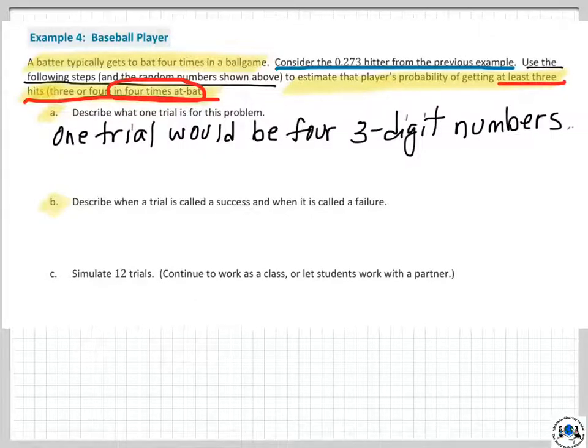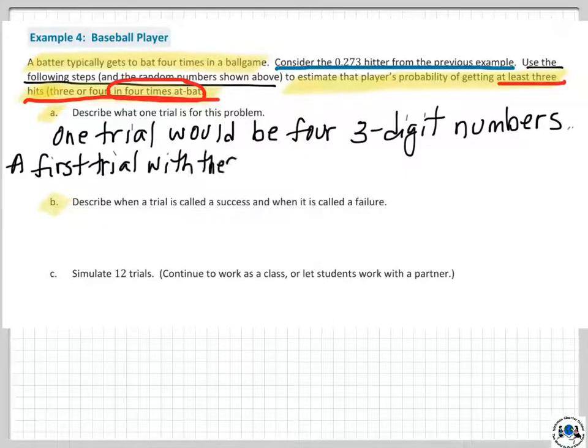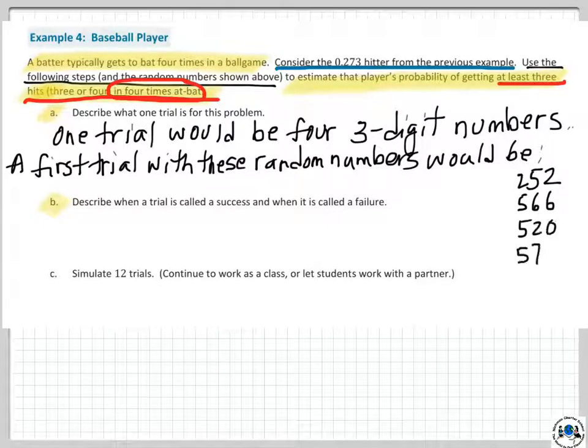In this context, we're looking at 4 times at bat. We're trying to find out how easy or difficult it is to actually get 3 or 4 hits in a given game for your 4 times at bat. In this case, a first trial with these random numbers in your binder would be 252, 566, 520, and 572, taken right from the random number generation list. And B asks you to describe when a trial is called a success and when it is called a failure.